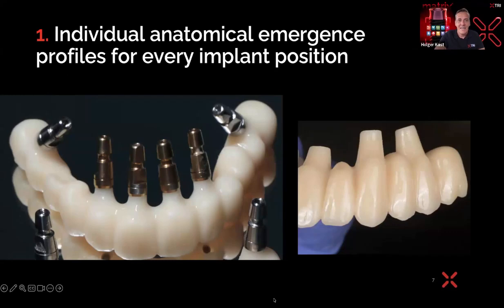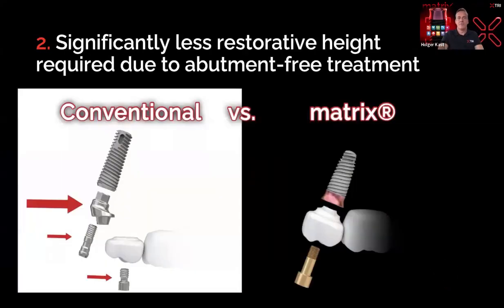The first point again, emergence profile straight to the implant analog. In this case, it's an immediate 3D printed temporary restoration, and here you can see almost fully anatomic teeth. Imagine this in polished zirconia. There are no aesthetic problems, and you have the full anatomic biologic advantages.